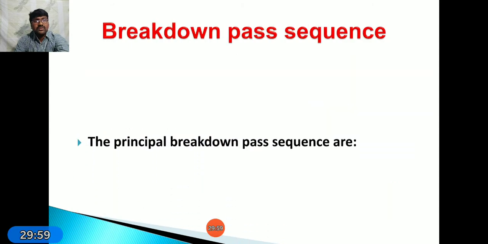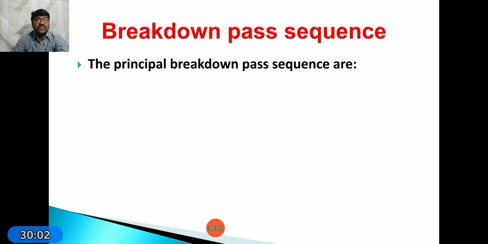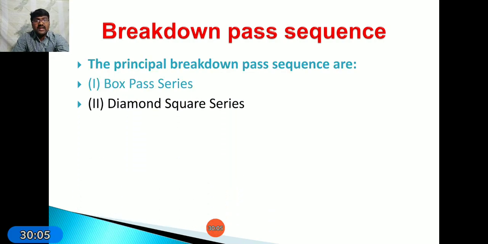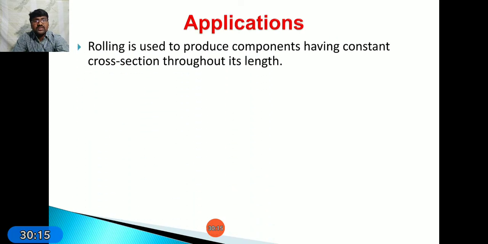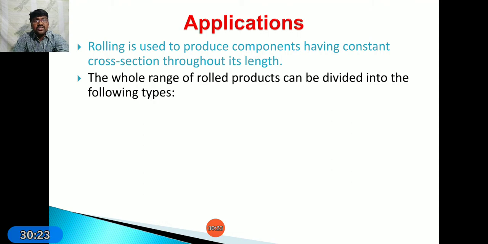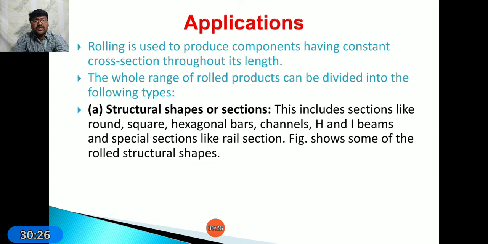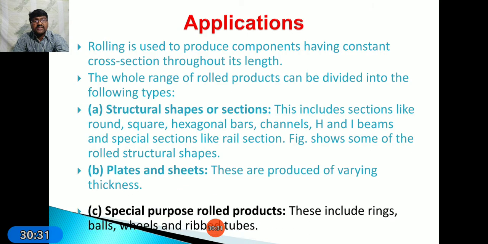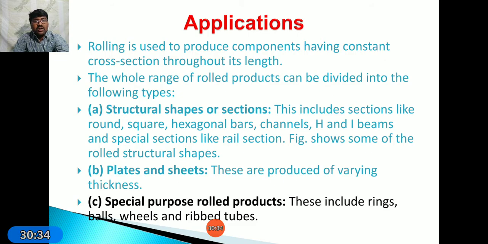Next, the principal breakdown pass sequences are box pass series, diamond square series, oval square series. These are the different shapes during the breakdown pass sequence. Next, coming to applications. Here, rolling is used to produce components having constant cross section throughout their length. The whole range of rolled products can be divided into the following types: structural shapes or sections, plates and sheets, and special purpose rolled products.